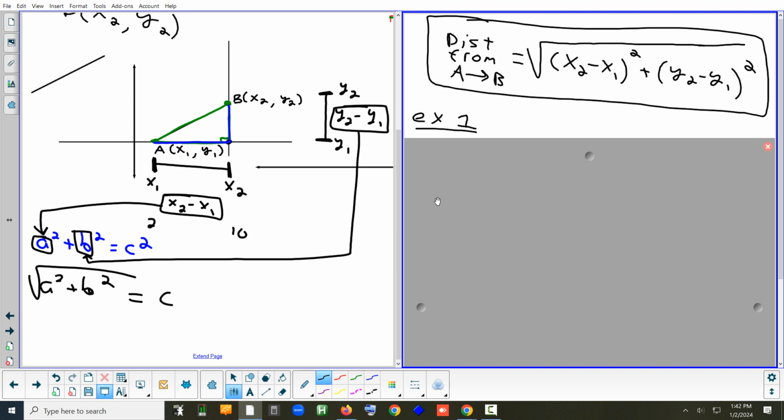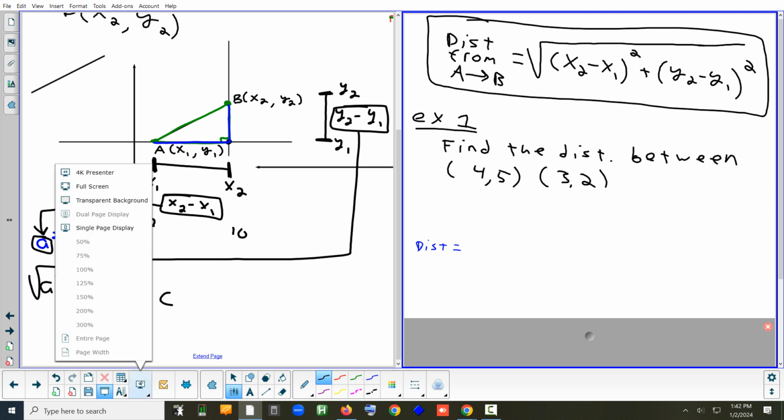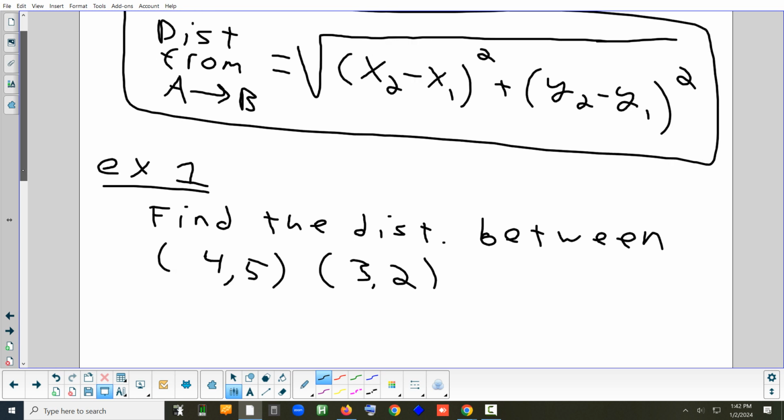So any question on the Pythagorean theorem? Or the distance formula? Same thing. All right, let's try an example. So I want to find the distance between the points 4, 5 and 3, 2. Now, once you have this formula, you don't really need to draw out any kind of diagram. You just need to label which one is which, and then just fill them in.